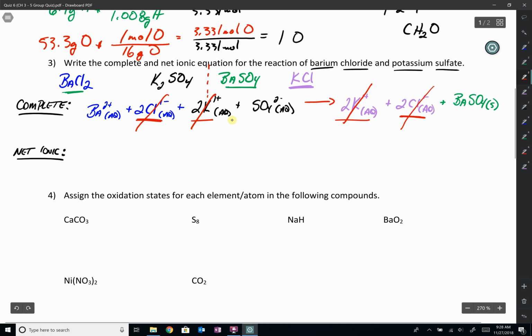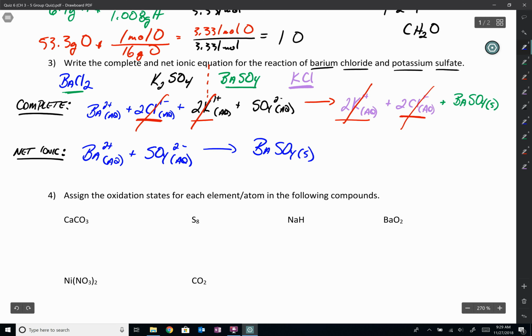We can't cancel out the Ba2 plus because there is no Ba2 plus on the other side of the arrow. And we can't cancel out the SO4 2 minus because there is no SO4 2 minus on the other side. So the net ionic equation would simply be Ba2 plus aqueous plus SO4 2 minus aqueous goes to make BaSO4 solid. Okay, there we are.